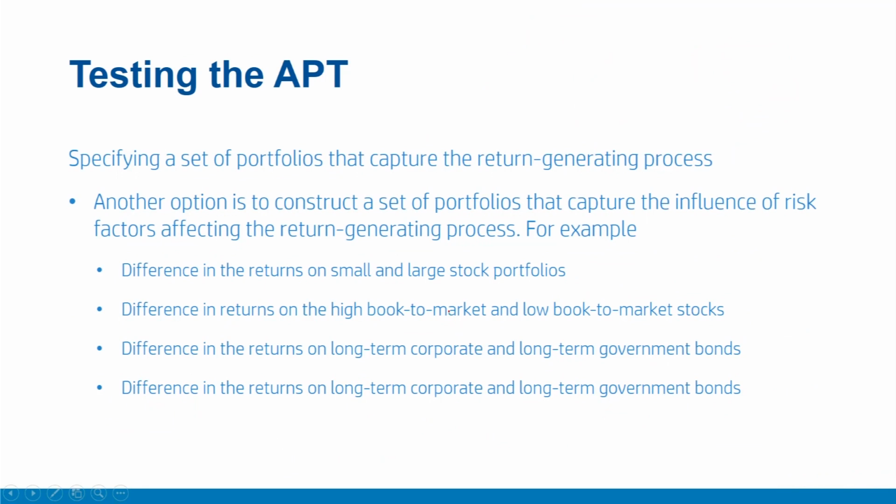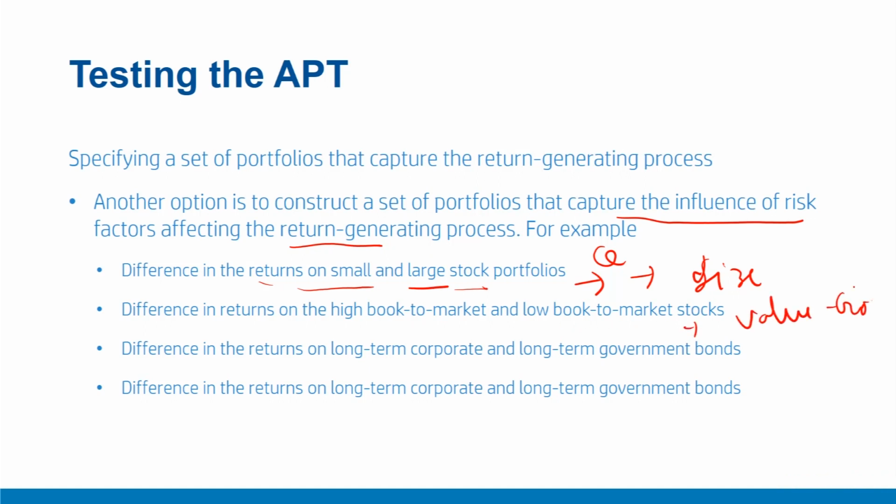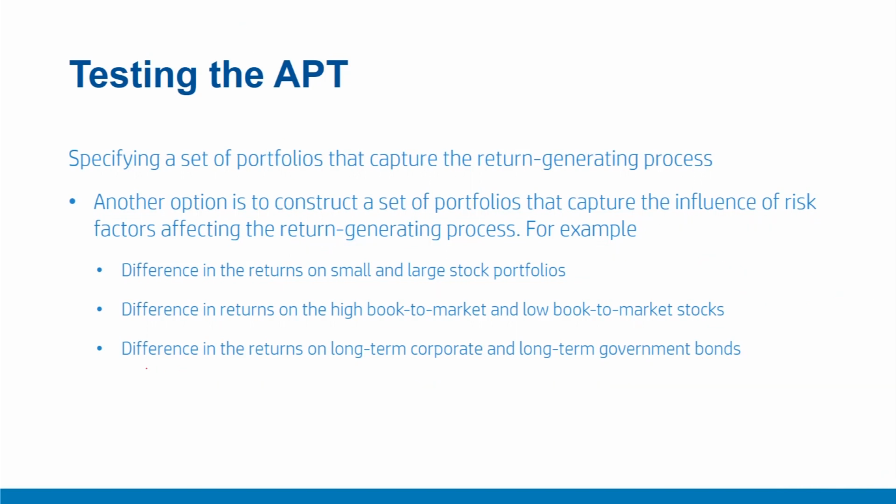Another very similar method is to employ a set of portfolios that capture these risk influences or factors, as we discussed earlier. These risk influences affect the return generating process, not directly, but through certain portfolios, and we try to capture them. For example, the difference in returns between small and large stocks can be one such factor which captures the influence of size. This is often referred to as the size factor, which is the difference in large and small stock returns, or the difference between high book to market and low book to market stocks. This is often referred to as the value versus growth factor. So you have the difference in long-term corporate and long-term government bond returns, which is the creditors factor.